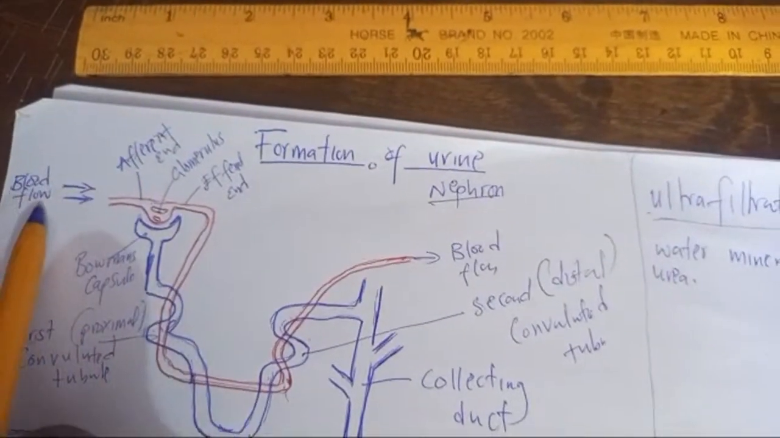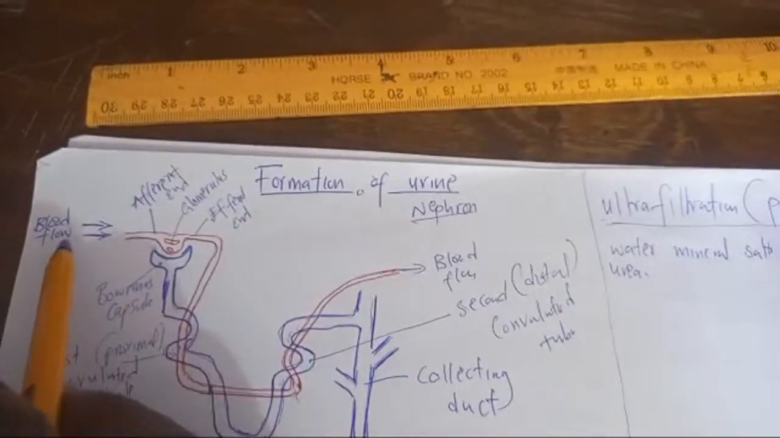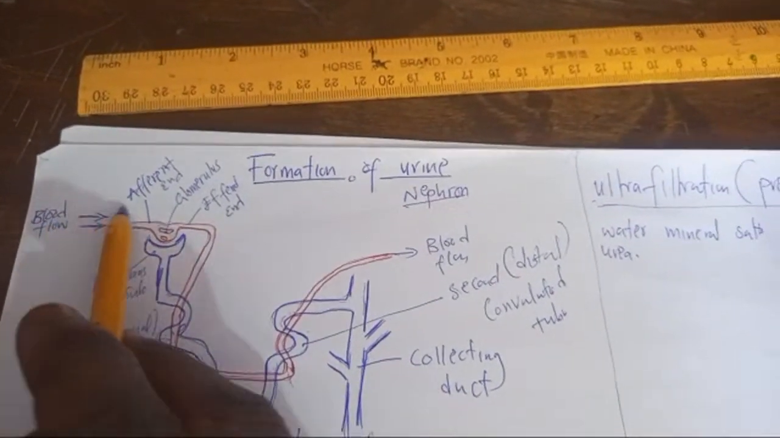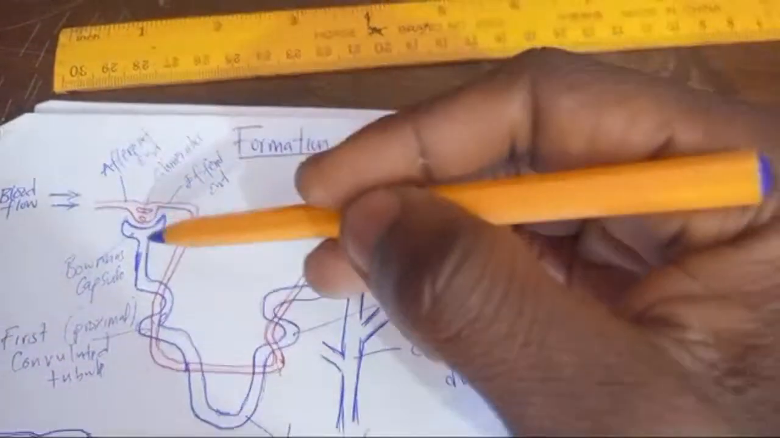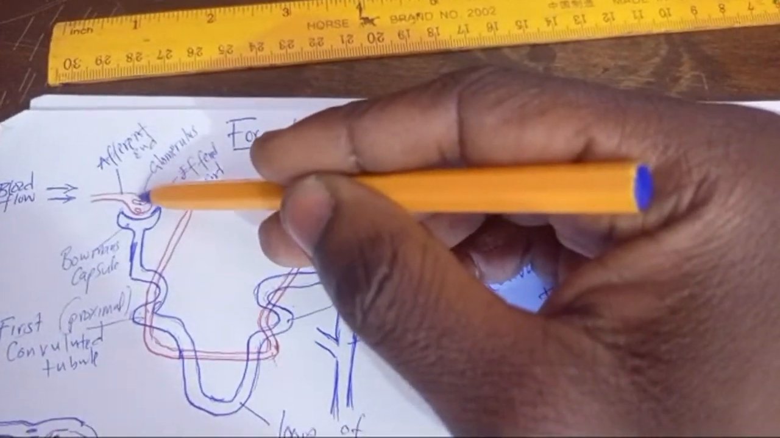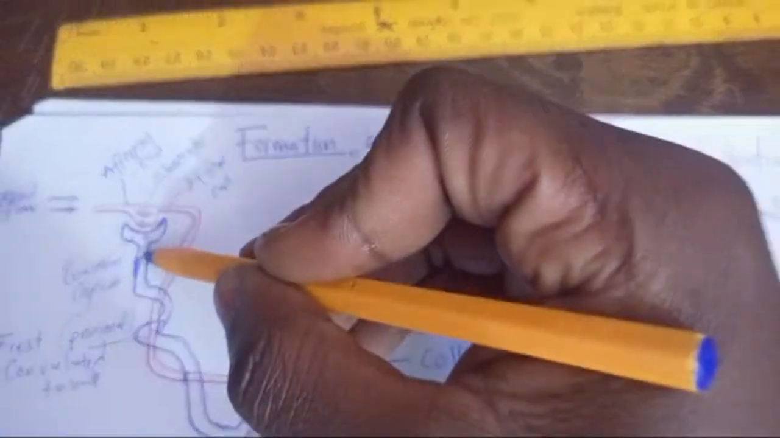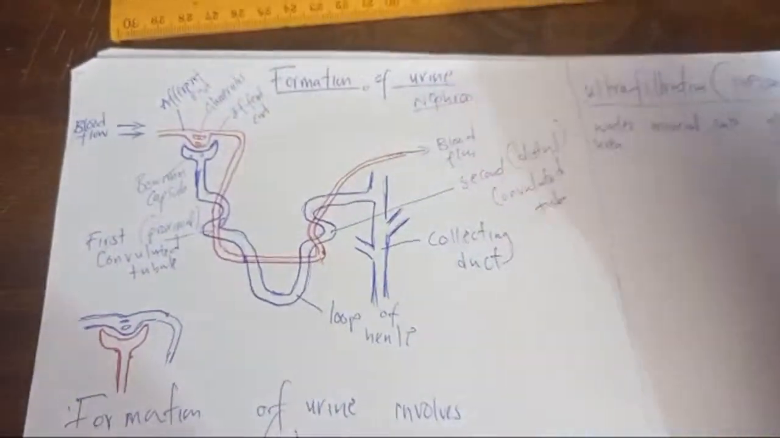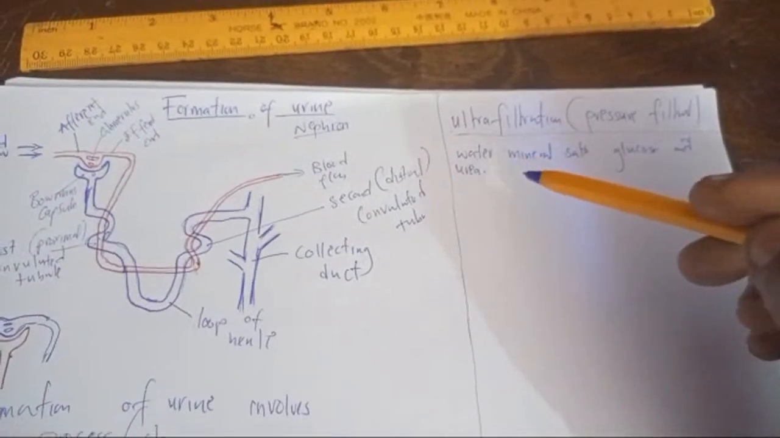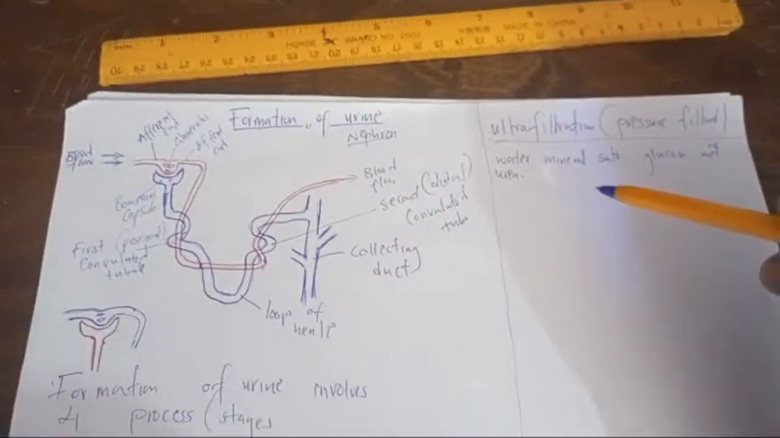So as blood enters, in blood there's the presence of water, mineral salt, glucose, and urea. There is also plasma. So as the blood is entering here, the glomerulus is like a sieve. It will filter off. The large molecules will remain, and the small molecules will enter here. That's why during ultrafiltration, it is the process where you filter off water, mineral salts, glucose, and urea.